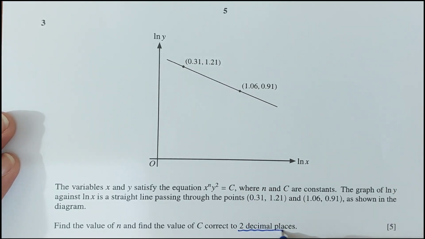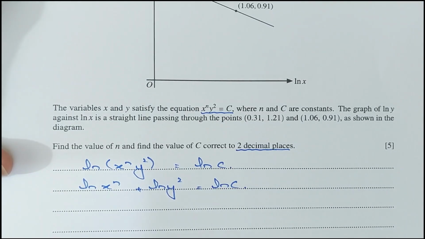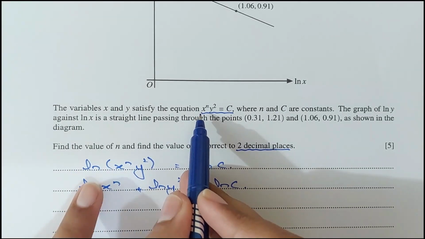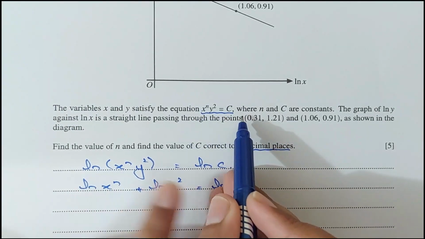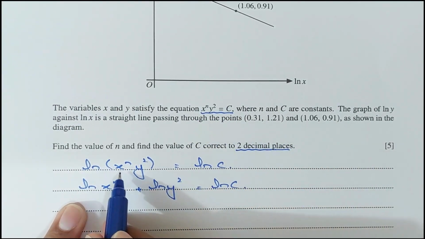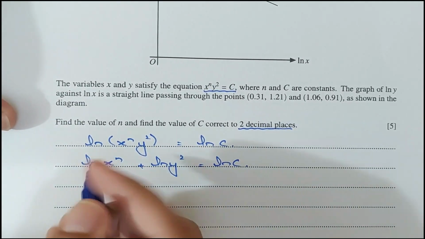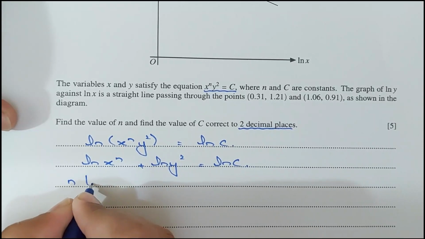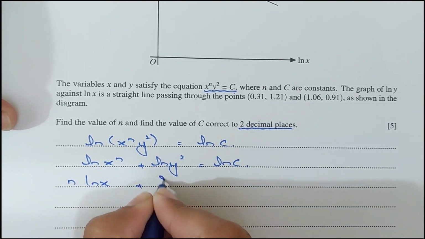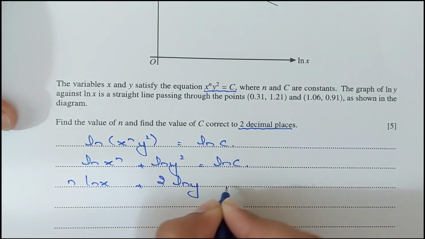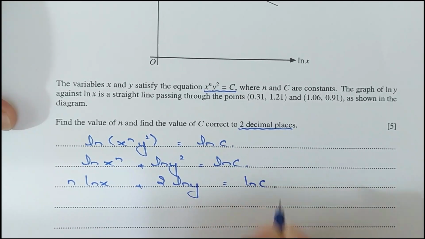Okay, so we have this equation. I have applied the natural log on both sides. Ln of x to the power n times y squared equals ln of c. Then I just expand using the product rule of the natural log as a sum, right? Now the power comes before the natural log, and 2 ln of y, this equals ln of c, right?